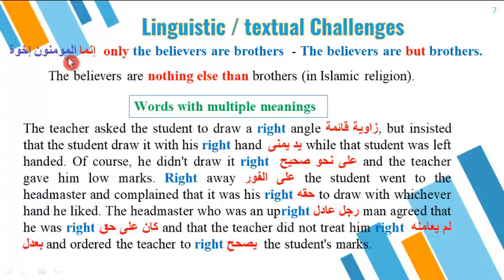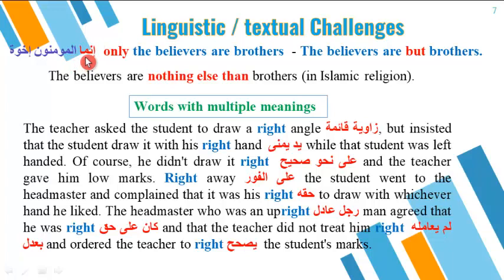Let's take an example. المؤمنون إخوة. Two words, but this constitutes a sentence in Arabic. So if we try to translate these two words, it will be very simple because they are not many, and it will come: the believers are brothers, and it is successful. But the more words we add, the more challenging the translation will become.